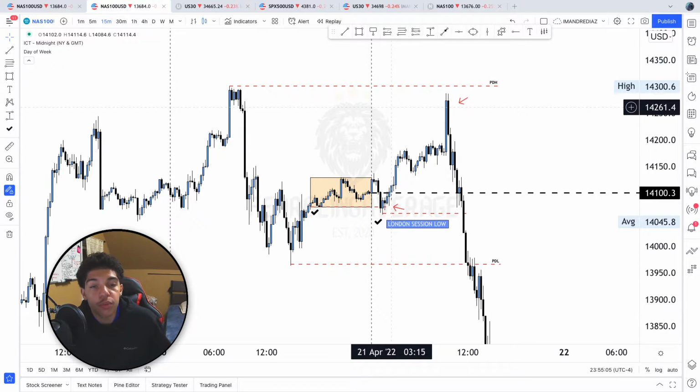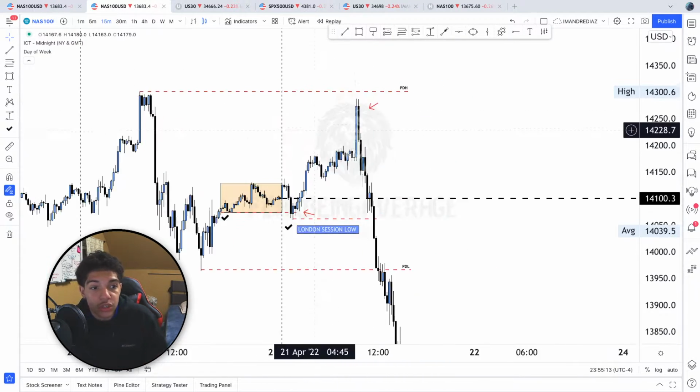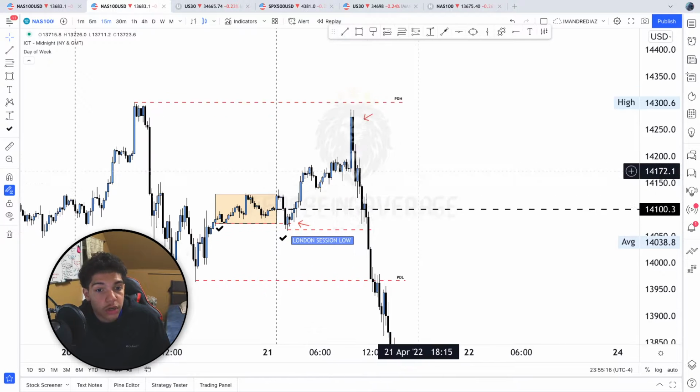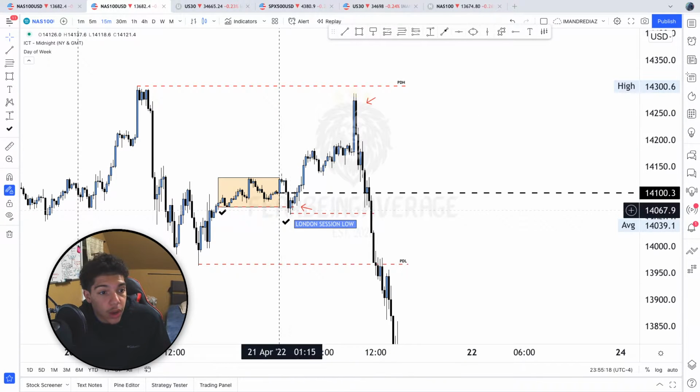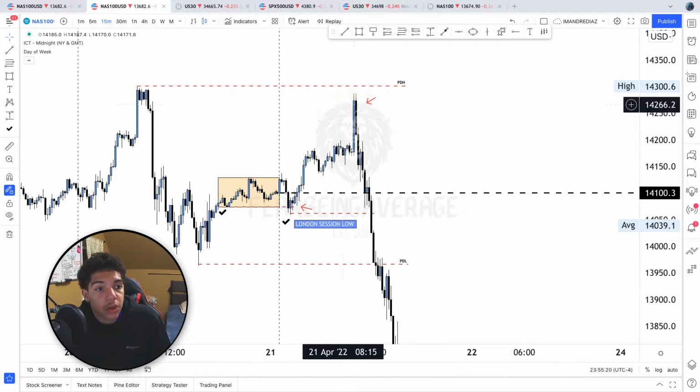But if you know me and you know what I always say about the New York reversals, you always want to target either the Asian session highs or lows or the London session highs or lows. And as you can see, the London session low is targeted, and that's why this is an area of importance. But now we're going to look up here.